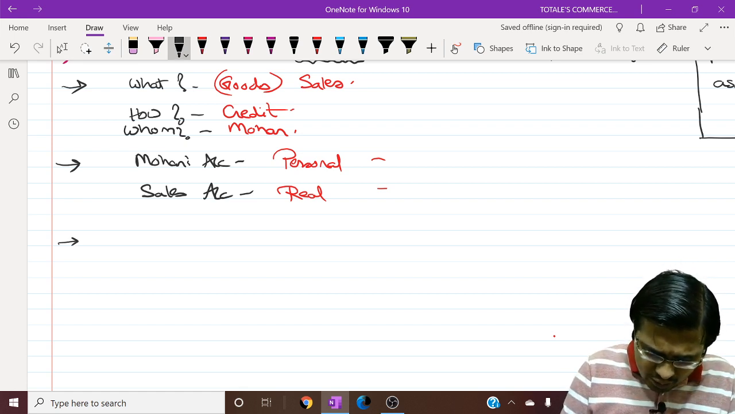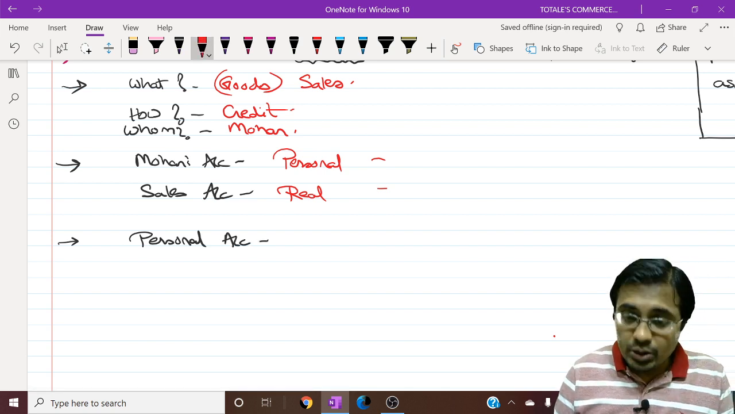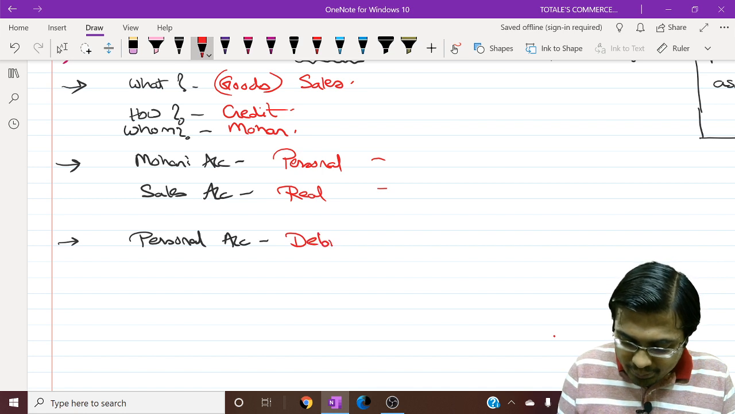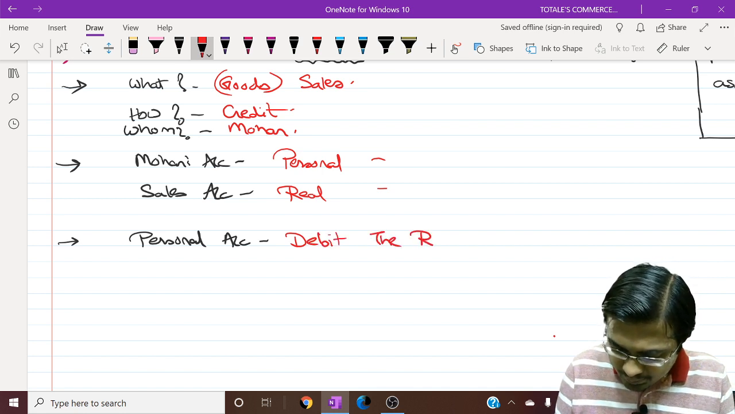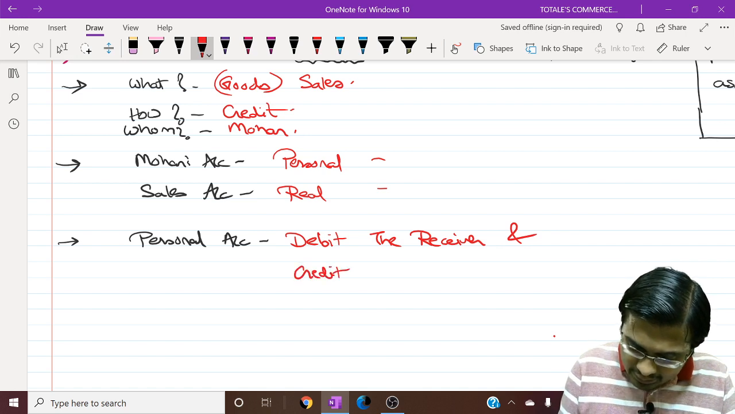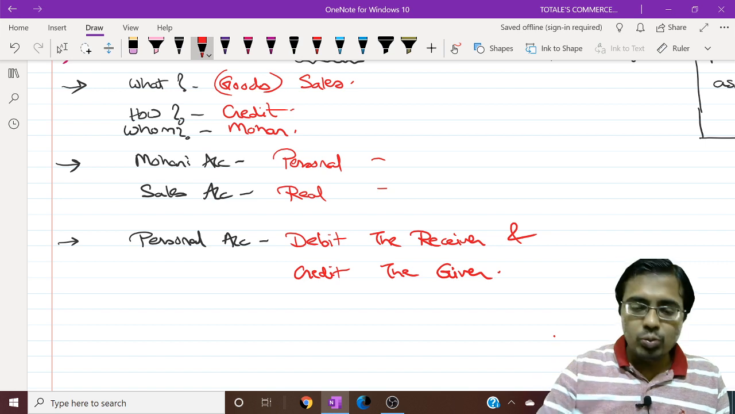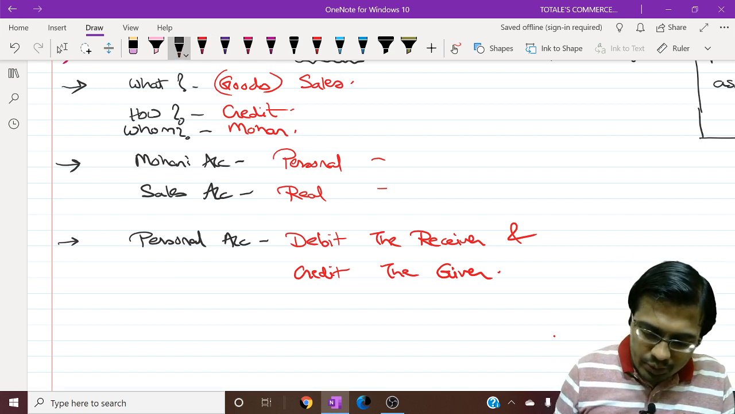Okay, let's have a look at the rules for personal account. Because Mohan's account is a personal account, the rule for personal accounts would apply. I hope you remember the rules. It is debit the receiver and credit the giver. So we are selling goods to Mohan. So what does Mohan become? Mohan becomes a receiver.